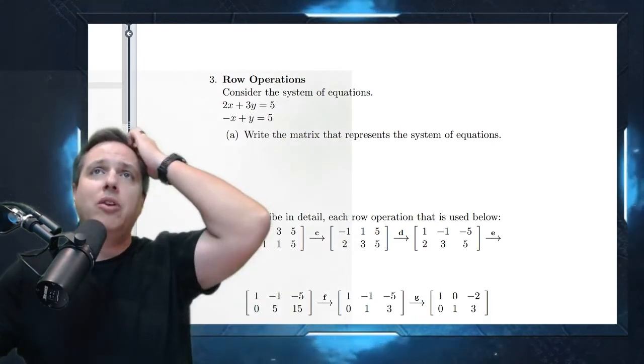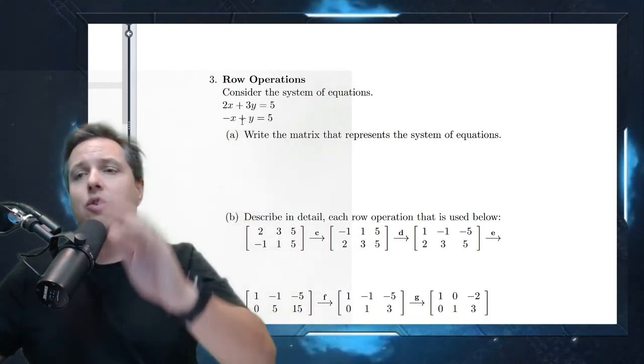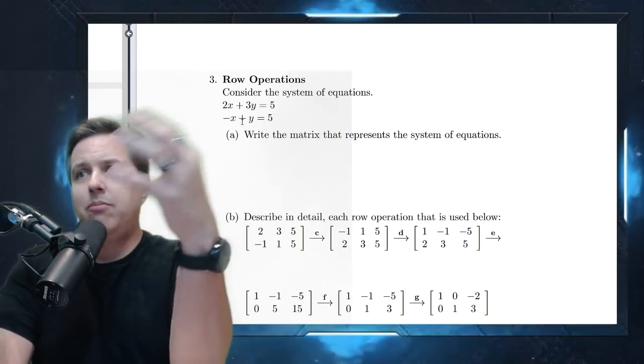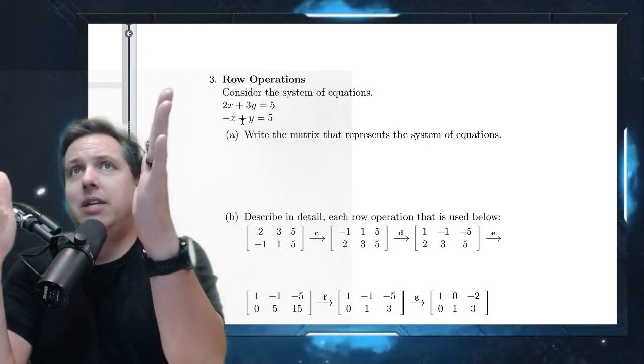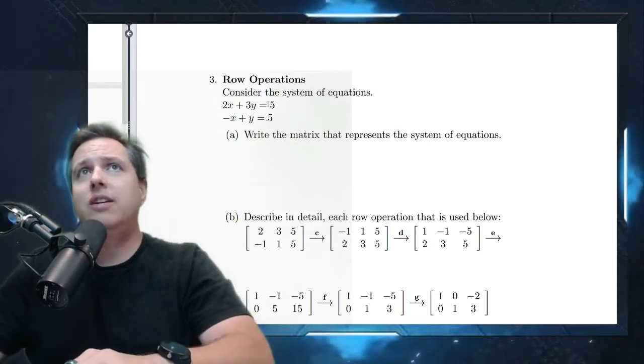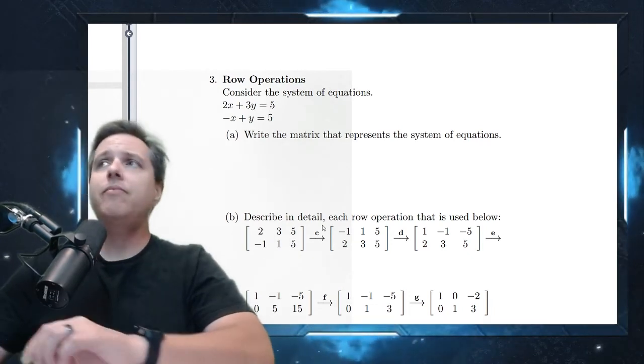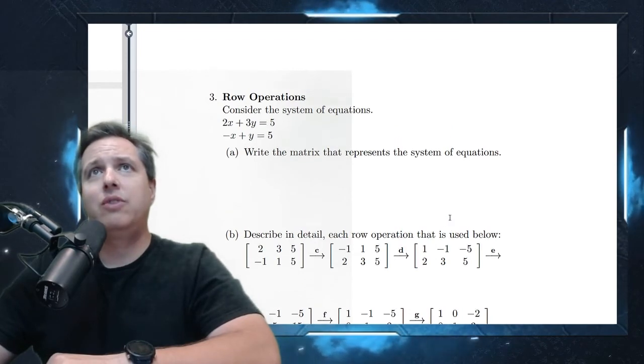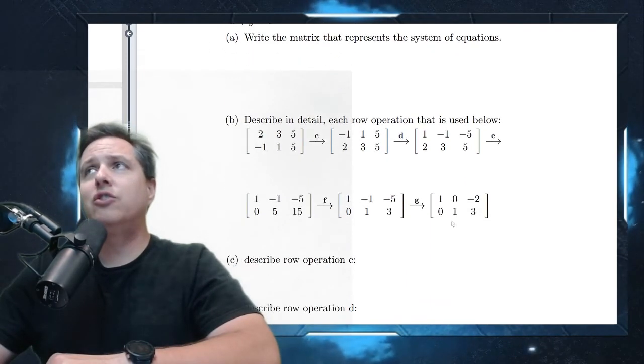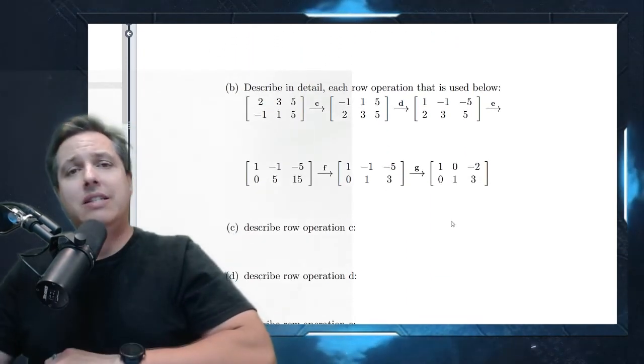Right? Now, remember, you have to be consistent. So if your equations are kind of jumbled up or not organized, you have to get them into this standard form. But once you do, it's just a matter of creating the matrix from those coefficients. Okay? So let's work through this. This is actually using those row operations to solve a system of equations.